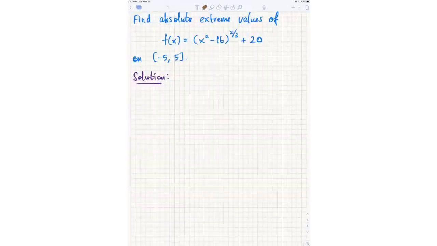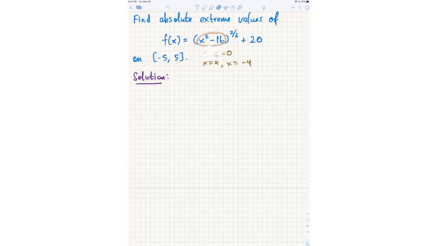Okay, so this was the example we were looking at. Notice that this does have an exponent that is less than 1, 2/3. So that means we're going to get a critical number if I set the inside of that exponent to 0, not the whole thing, just the inside of the exponent. I get critical numbers, and that's only because the exponent is between 0 and 1.